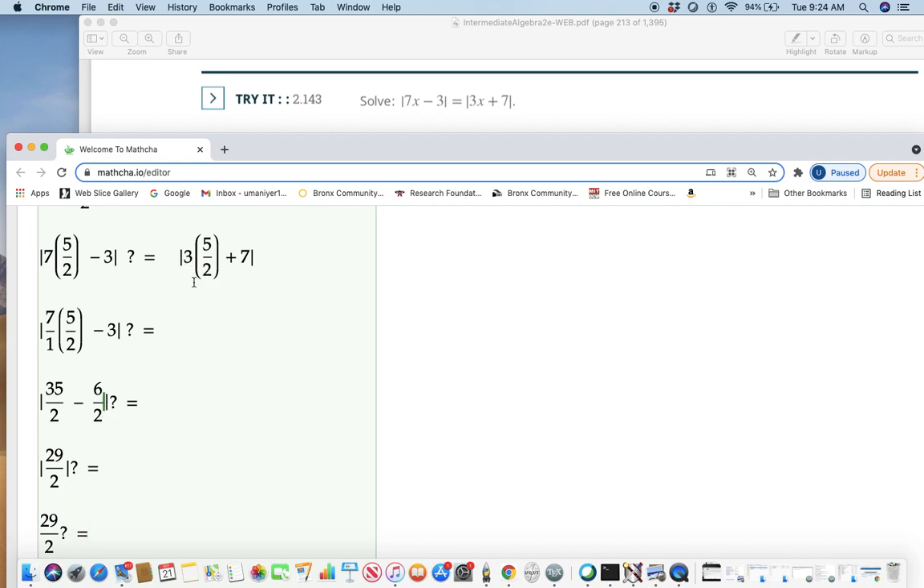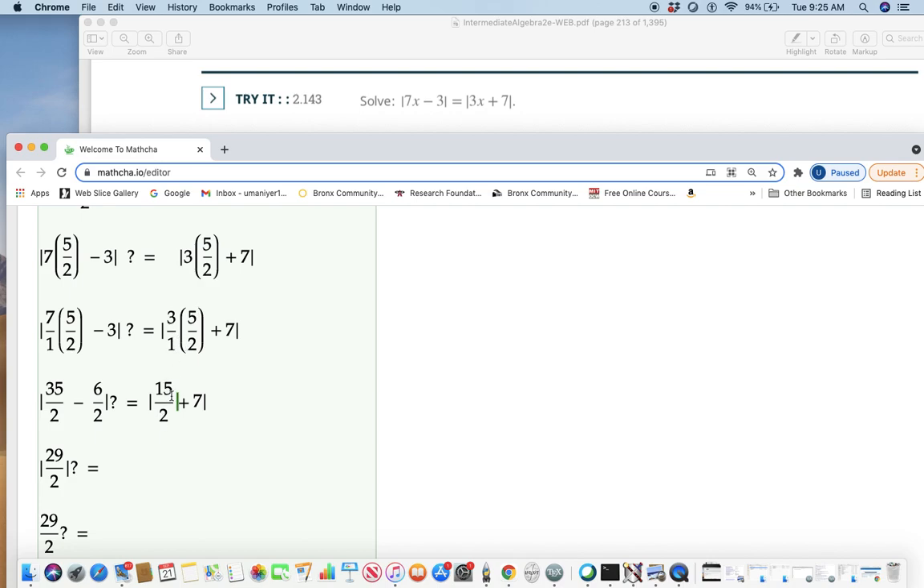Now let's complete here. Notice 3 is multiplying 5 halves. 3 is nothing but the fraction 3 over 1. When you multiply it, what happens? 3 times 5 is 15. 1 times 2 is 2. So this became 15 over 2. All right. So far so good.